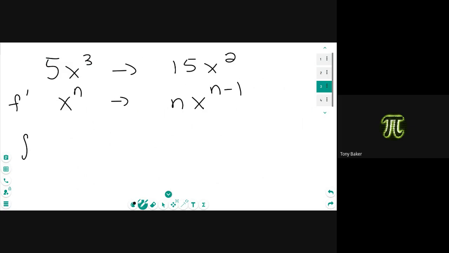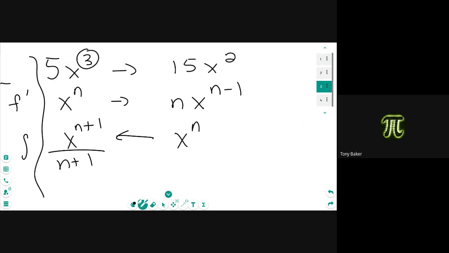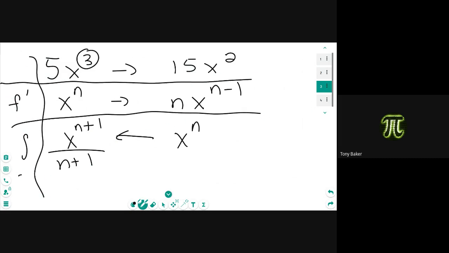So the integral, to get back, if we had x to the n here and we want to go backwards, to go from 2 to 3, we would add 1 to it, right? So we have x to the n plus 1. Now, if I wanted to get back from 15 to 5, I had to divide it by that 3, correct? So it's divided by n plus 1. Okay, so that right there is my power rule for integration. That's the one that's going to be used most often.